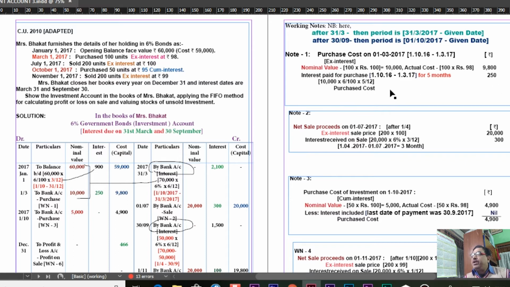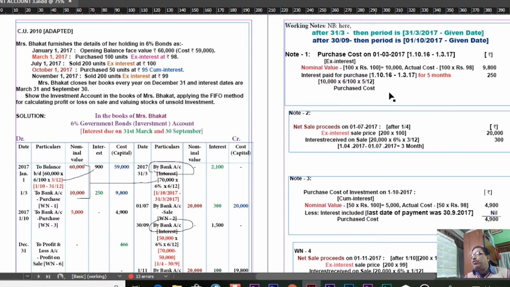How did you calculate? The same thing is here, that is the period for which the interest is to be charged. It is March 1, 2017. Therefore, March 1 means before 31st March. Therefore, I have to consider it from 1/10/2016 to 1/3/2017. Therefore, for 5 months. And naturally, 10,000 into 6 by 100 rate of interest into 5 by 12 is equal to 250.